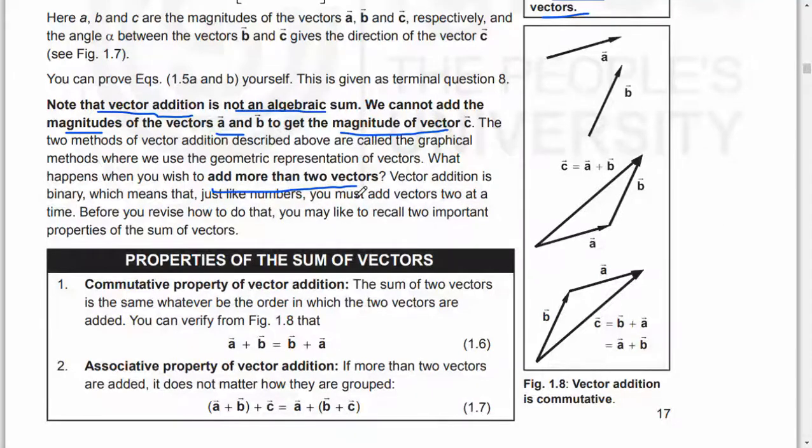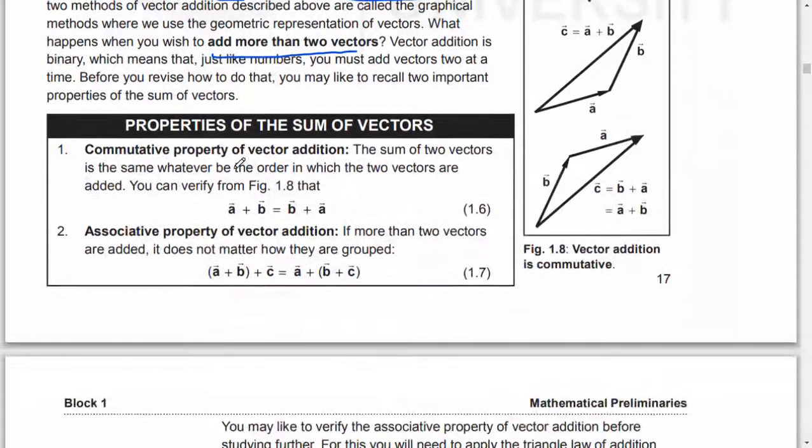Vector addition is binary, which means that just like numbers, you must add vectors two at a time. Before you revise how to do that, you may like to recall two important properties of the sum of vectors. Properties of the sum of vectors. 1. Commutative property of vector addition. The sum of two vectors is the same whatever be the order in which the two vectors are added. You can verify from the figure that A plus B equals B plus A.